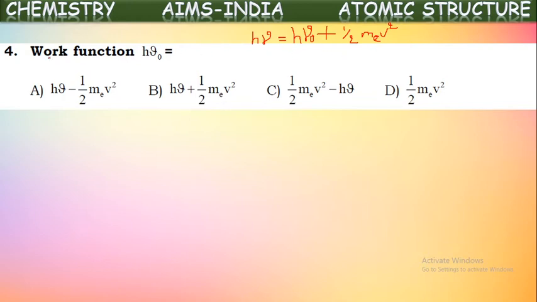Now they are asking to find the work function or threshold energy. So let us keep h nu naught as the subject. So this will come to this side. Now, h nu naught is equal to h nu minus half m v square. Total energy minus the kinetic energy of the ejected electron will give the work function of that metal surface. So where is it? Here, h nu minus half m v square.